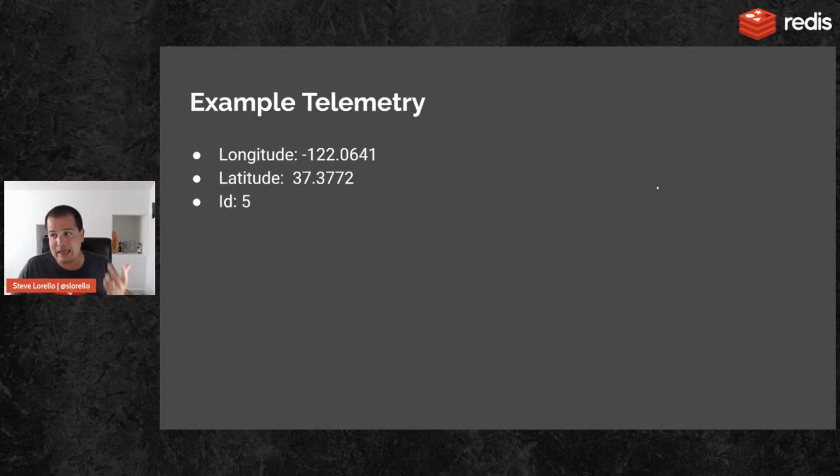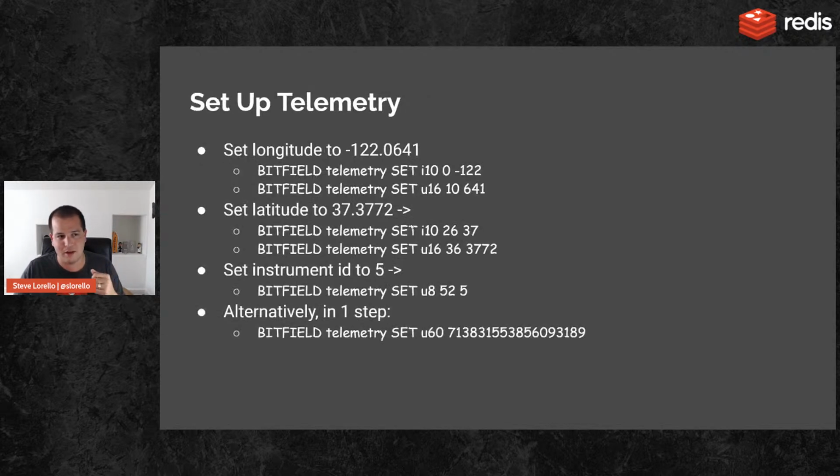Now, let's take an example of this. If we wanted to store, say, this piece of telemetry here. So we have a longitude of negative 122.0641, latitude of 37.3772, and an ID of 5. Now, if anyone wanted to pop into Google Maps and look at that, that's actually Redis's headquarters, or a somewhat granular look at Redis's headquarters. It's only 4 digits of precision as opposed to, I think, 6 is what Google Maps uses.